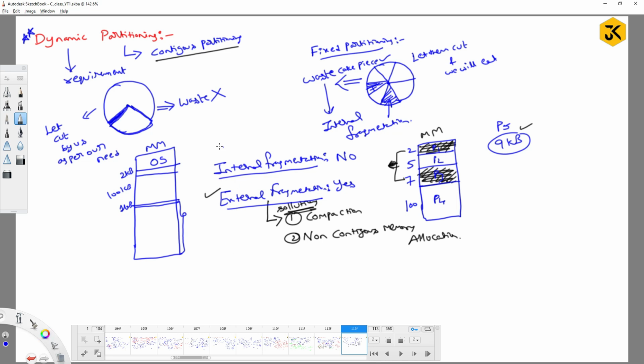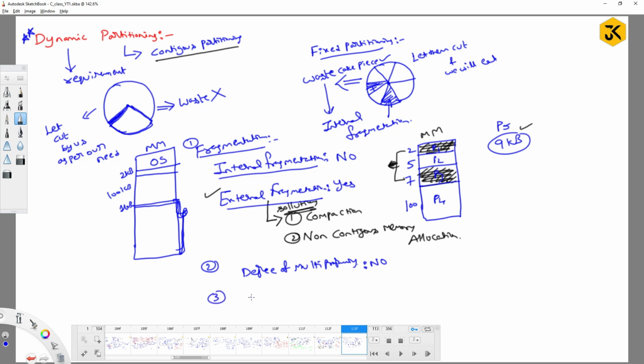What about the other performance issues that we saw in fixed partitioning? We discussed fragmentation. Now let's say the degree of multiprogramming. Is there any problem with the degree of multiprogramming? Again no, because as per my need I can place as many processes as possible. So the degree of multiprogramming is not affected in dynamic partitioning.